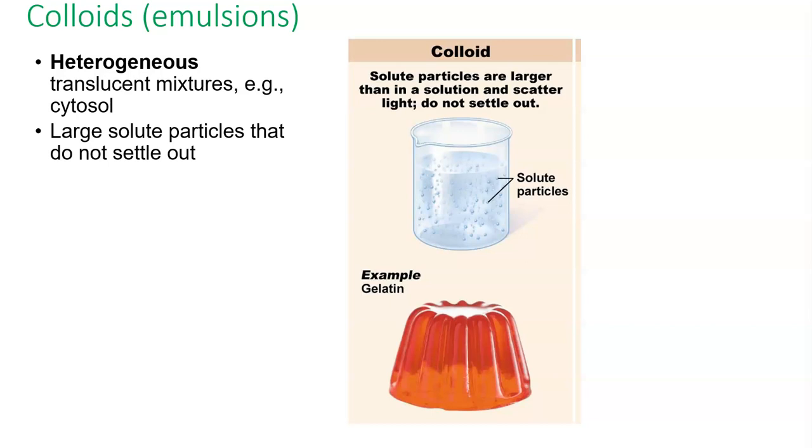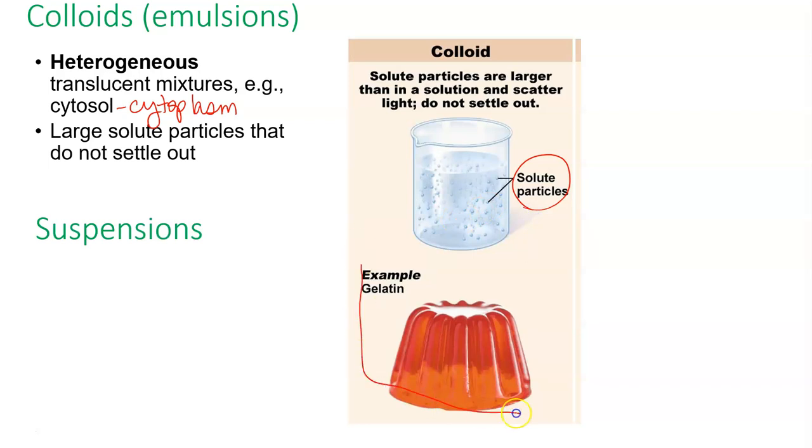A colloid, like the milk fat globule particles in a water-type liquid, is heterogeneous, meaning it's got different things in it, and it's translucent. It's not transparent. The cytosol or cytoplasm is an example of that. These large solutes are not going to settle out of the solvent. Remember, our solute is the smaller amount, and it's in the solvent, but it's not going to settle out. An example of this is gelatin. If you just think of Jell-O, it's a colloid.